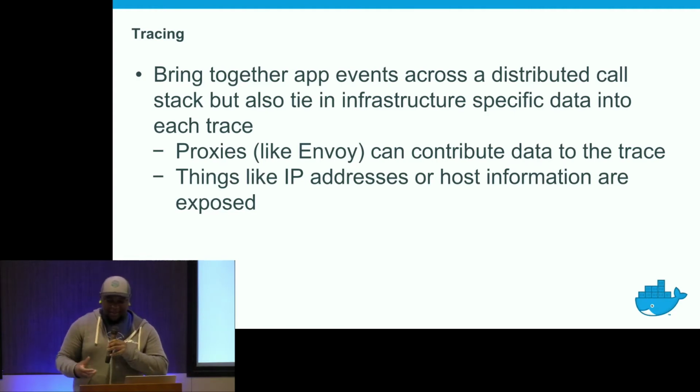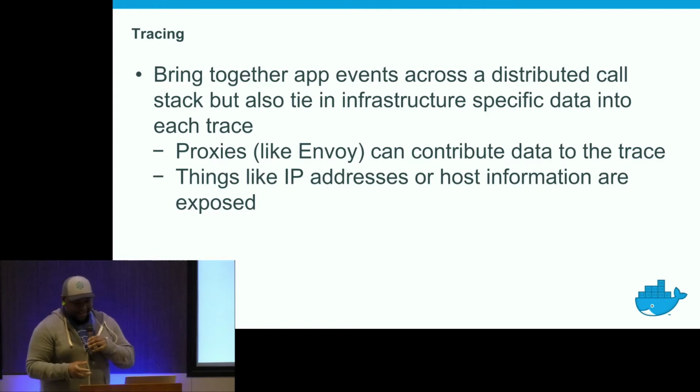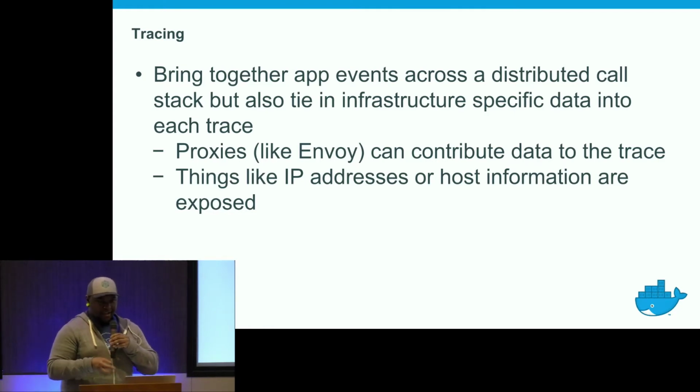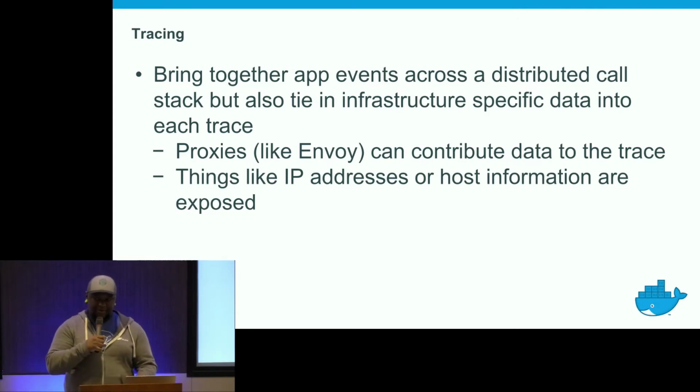But traces are not constrained to a single application, right? Tracing, or distributed tracing, brings together events across a distributed call stack, which is a very convoluted way of saying if your application calls another application, that call itself can be brought together in the trace. But it also ties infrastructure-specific information into each trace, so IP addresses, host names, those sorts of things are often brought into the trace information.